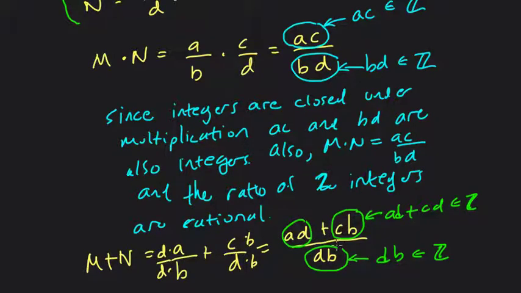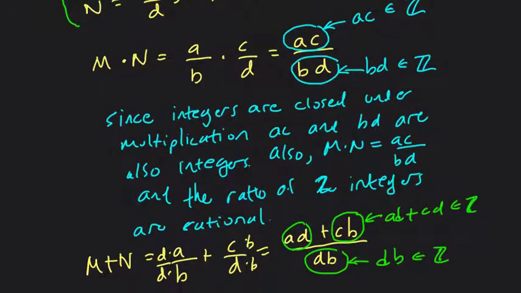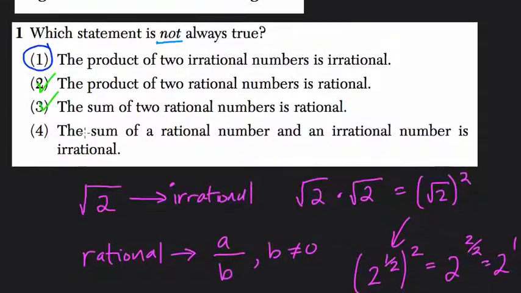Therefore, we have the ratio of two integers, and m plus n, the sum of any two or more rational numbers, is still rational. So you can explain it that way. Finally, the sum of a rational number and an irrational number is irrational. Well, it's always true that the sum of a rational number and irrational number is irrational, right? So let's just prove that really quickly.